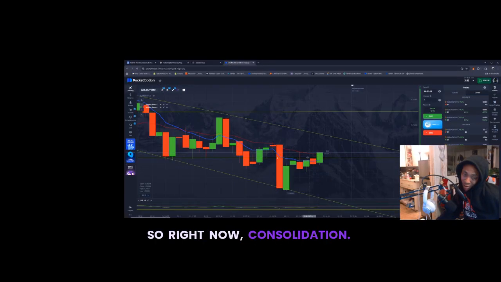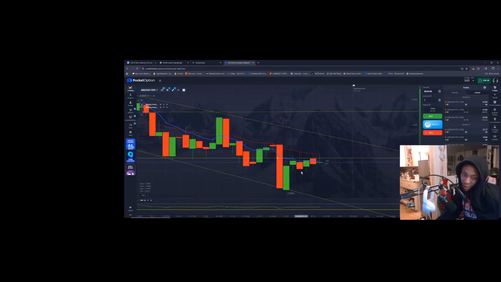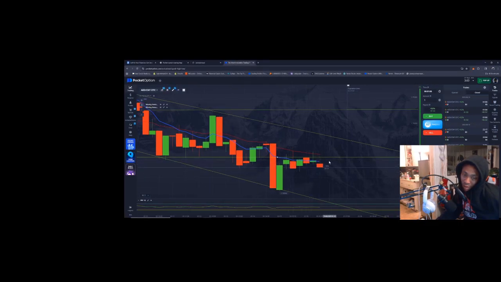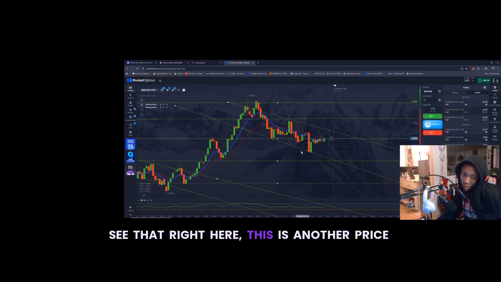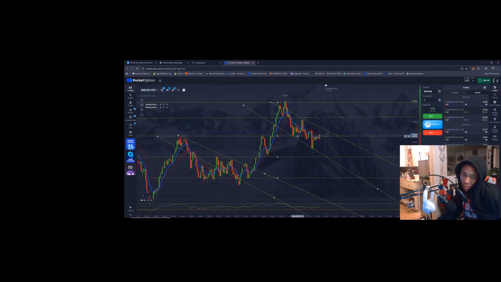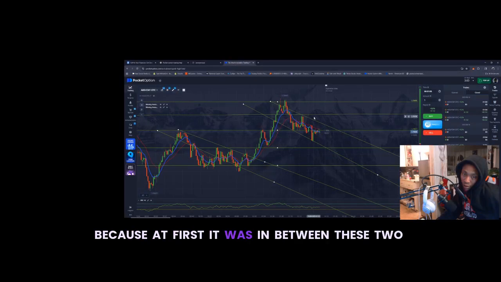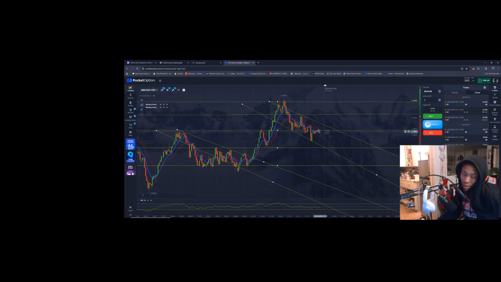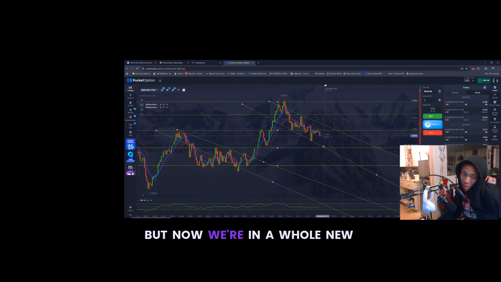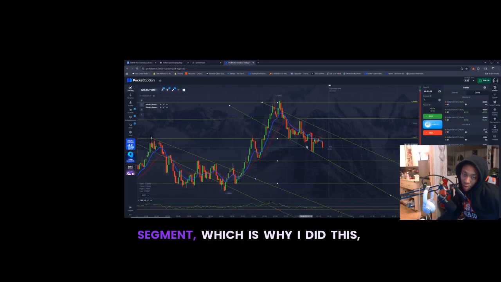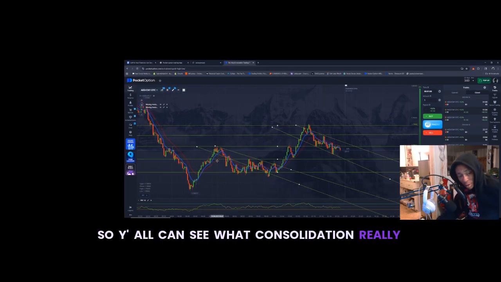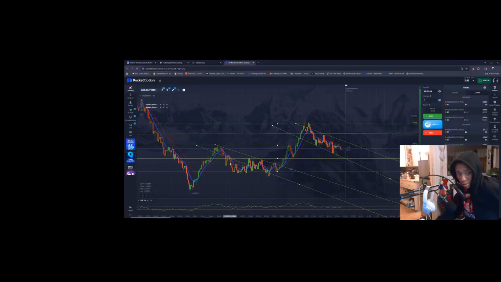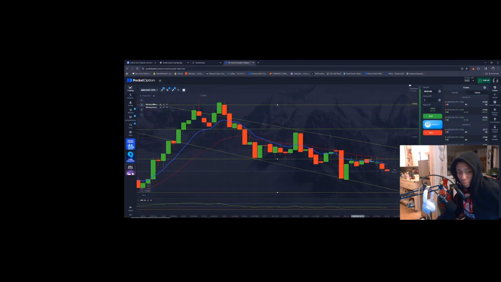So right now, consolidation with all these things. Right now, this is so y'all can see what consolidation really is, what resistance line and support are.